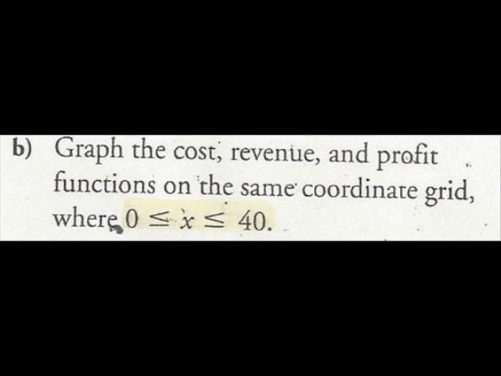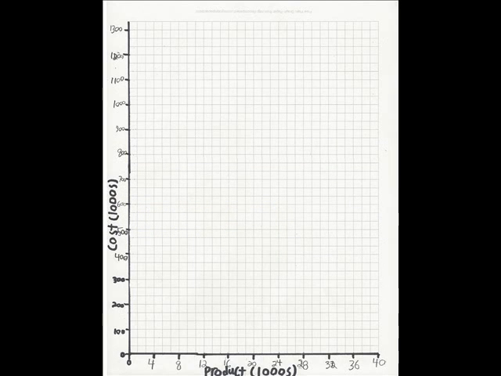Question 3b asks, graph the cost, revenue, and profit functions on the same coordinate grid, where the domain is 0 is less than or equal to x and x is less than or equal to 40. For our graph, we're going to label the y-axis cost, where it's in thousands, and the x-axis products, which is also in thousands, and the x-axis is between 0 and 40, which is the domain.